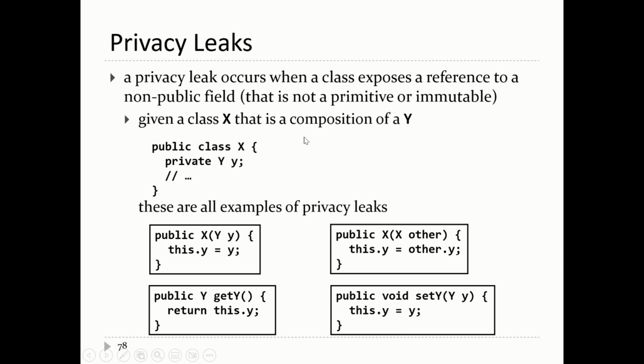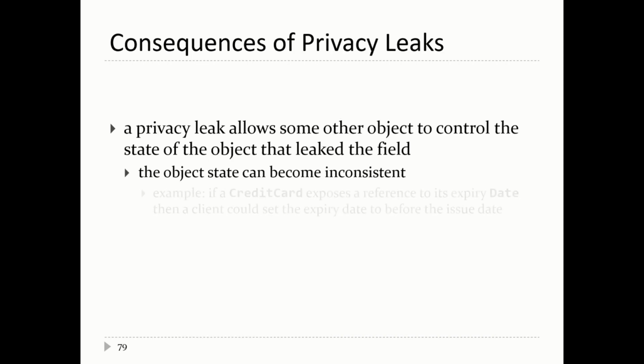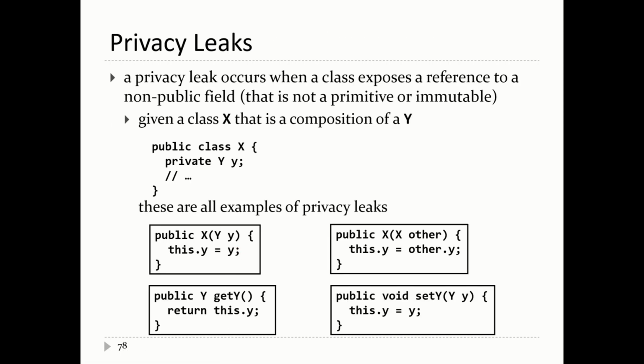So if you have a class that is a composition, so x is a composition of a y, then you can never write any of these. If you ever write any of those, you've got a problem. Instead, this.y equals new y, return new y, and this.y equals new y here. Make sure you make your defensive copies.